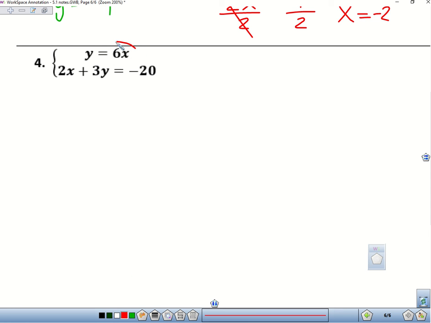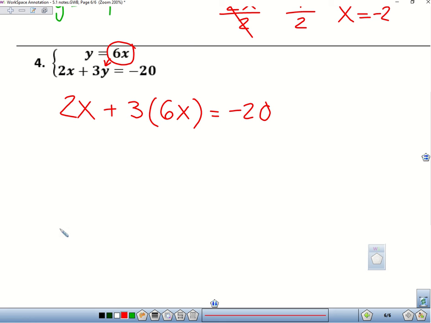So if you have one of them equal to one of the variables, you're going to take whatever it is equal to, and you're going to plug that into the other equation. So since it's equal to y, I can replace all of my y's with 6x in the other equation. So that's going to become 2x plus 3 times 6x is equal to negative 20, just like that. So you're just replacing your y with whatever y is equal to. Do you guys all see that? I substituted this into the equation right here. So it's just this equation, but I replaced the y with 6x. You guys with me on that?